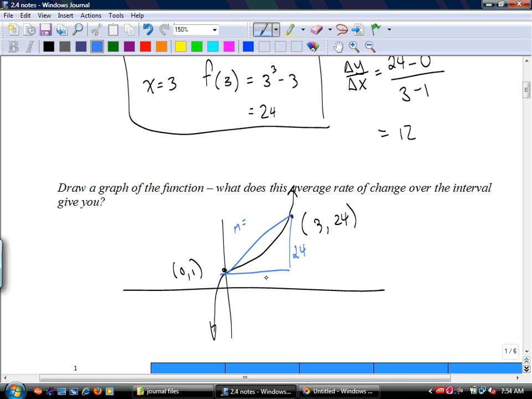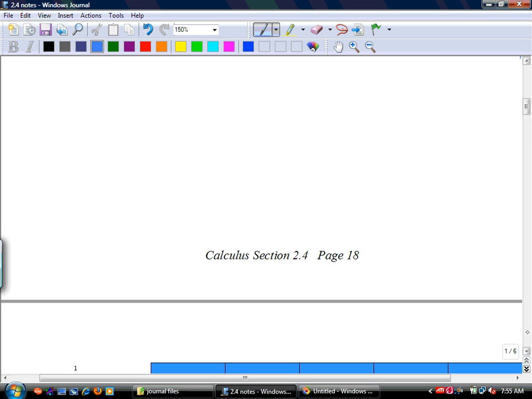Oops, not 0, 1, but 1, 0. Anyways. And it says the slope is 12. Yeah? It just gives you the slope between the 2 points of the secant line. The secant line joins 2 points. Okay, flipping the page.